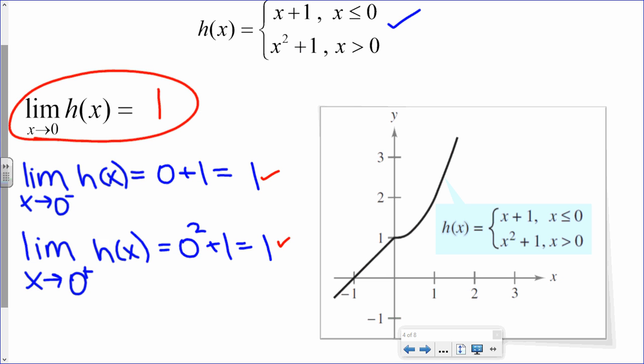Okay? Our two pieces are meeting, they're overlapping at the coordinate 0, 1, which is why our limit is 1. Okay? So our half of a parabola and our half of a line are meeting right there, which is why the limit exists. Okay? Let's look at a second example.